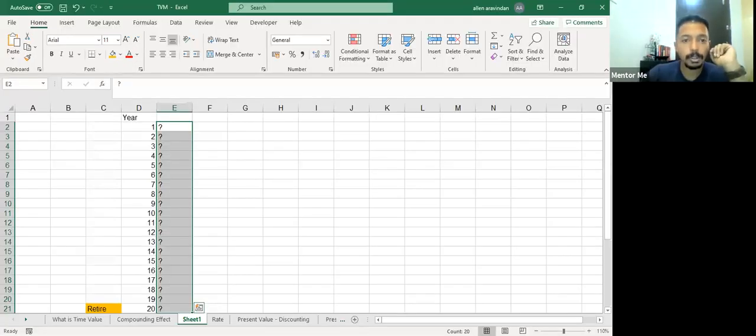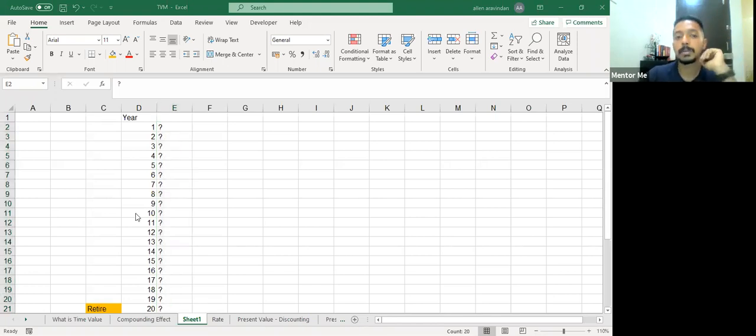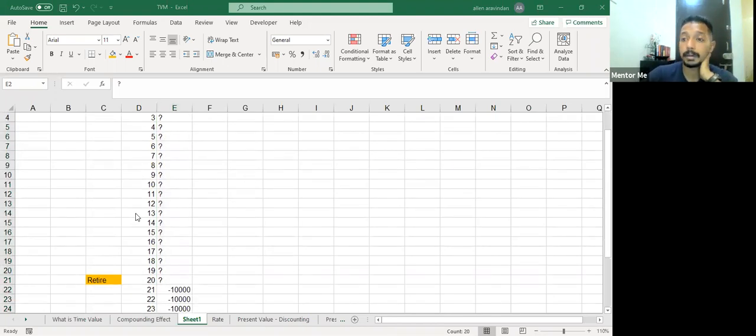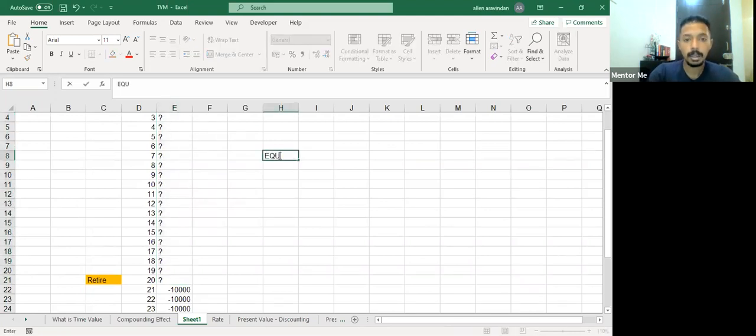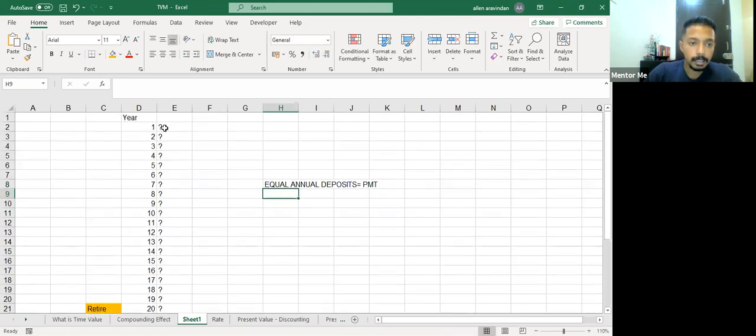Okay. So as we were talking about, what they're asking is how much should we pay in equal annual deposits for 20 years, right? As soon as they say equal annual deposits, it automatically means PMT, right? So PMT is what we want to find out.